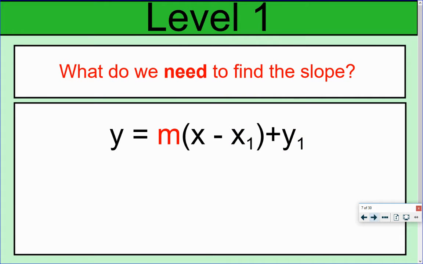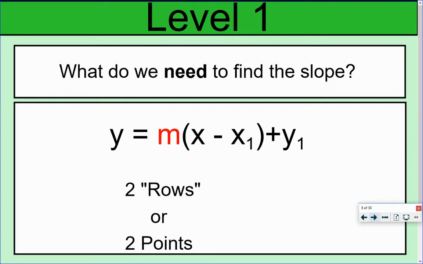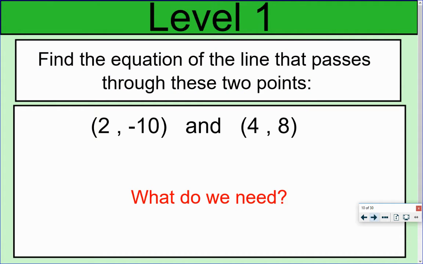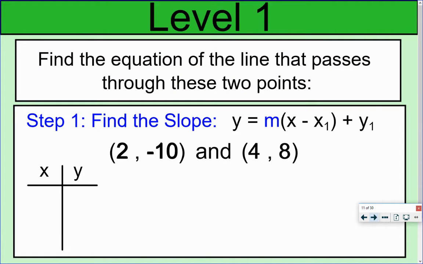Okay, so what do we need to find the slope? Well, when we find the slope, we usually have either two rows in a table, which would be the same as 2 points. So let's go and figure out how to do it. I have 2 points right here. So my question to you is, what do we need? Okay, so let's look at our formula. I want you to notice this is the formula. It's not in the fill in the blank version yet because we're going to take it step by step. The first step is find the slope.